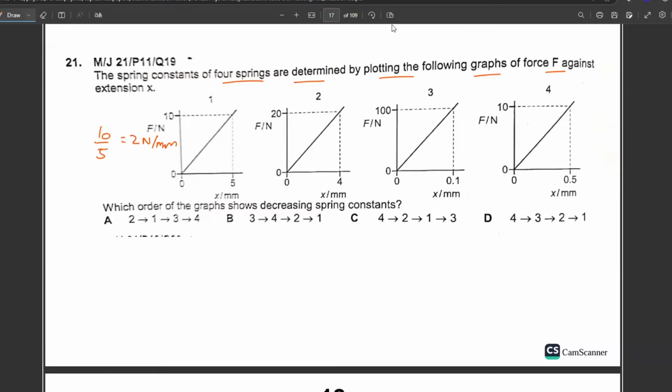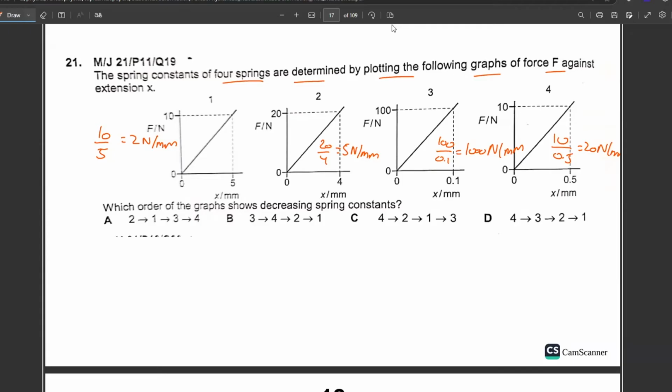Let's calculate this as well. 20 divided by 4 will give you what? 5 Newton per millimeter. Let's calculate for this as well. 100 divided by 0.1. This comes out to be what? 1000 Newton per millimeter. Let's calculate for this as well. 10 divided by 0.5. This gives you 20 Newton per millimeter.